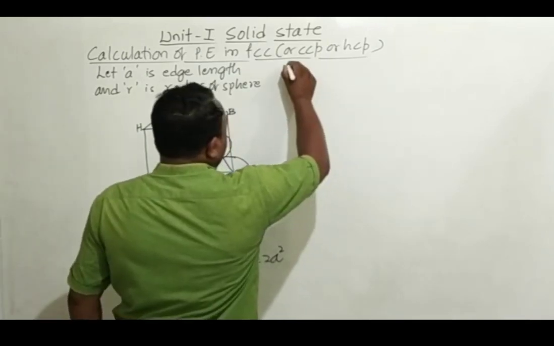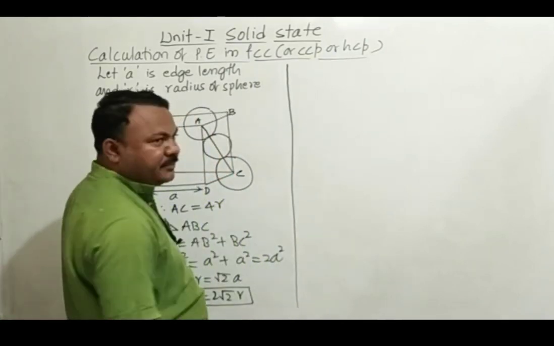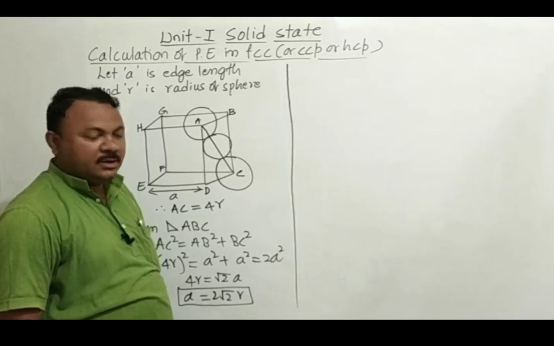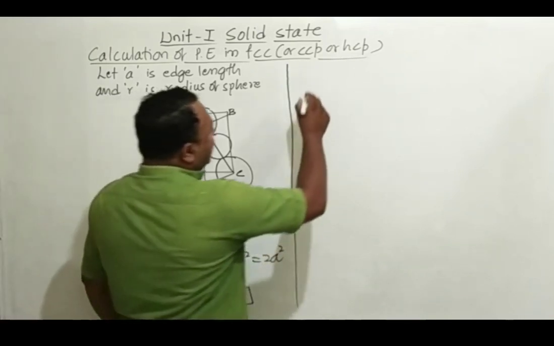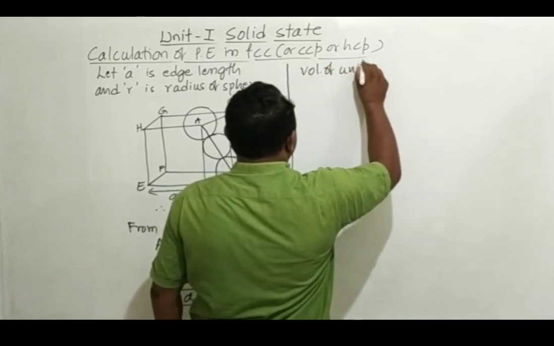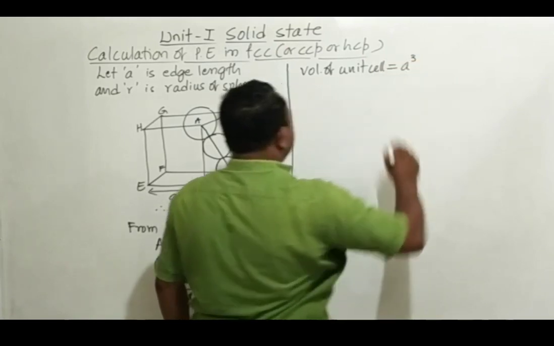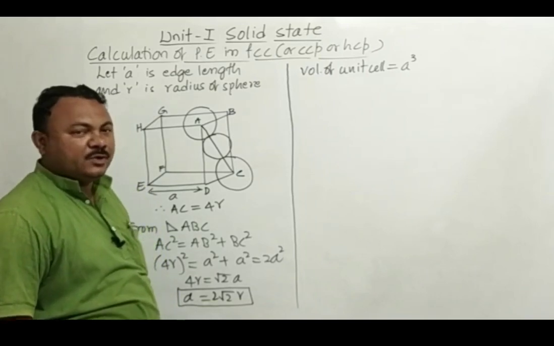See, by using A, we are going to calculate volume of unit cell. Since we have taken cubic system with edge length A, we are getting volume of unit cell is equal to A. A is the length, cube of length is nothing but volume. So volume of unit cell is equal to A cube.